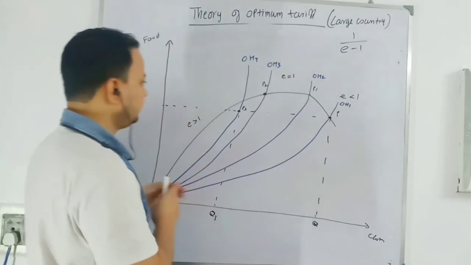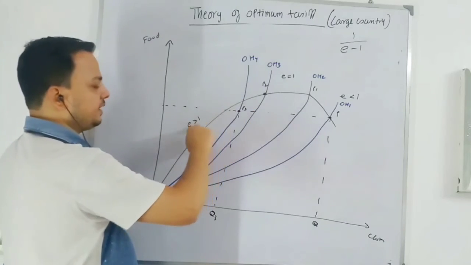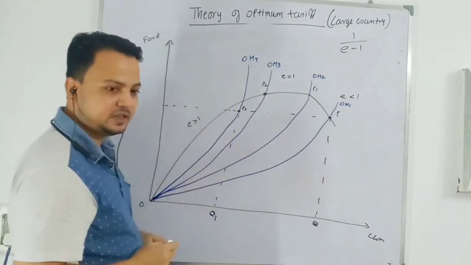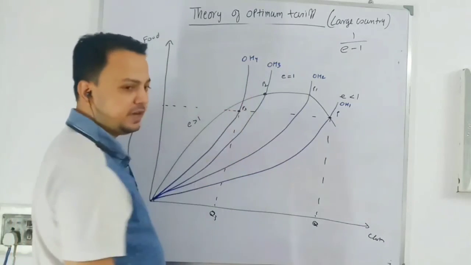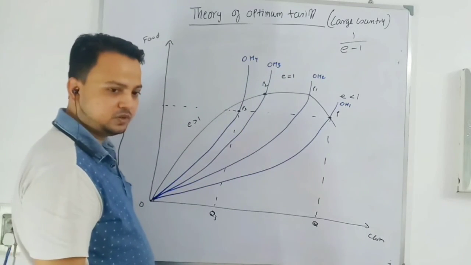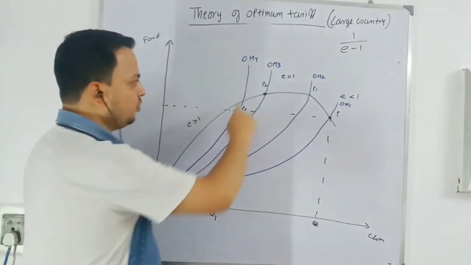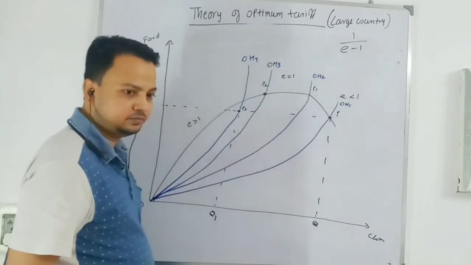However, if your elasticity is greater than 1, it's better to reduce your tariff. Why is it better to reduce tariff? Even though it worsens your terms of trade, we can move to higher welfare.